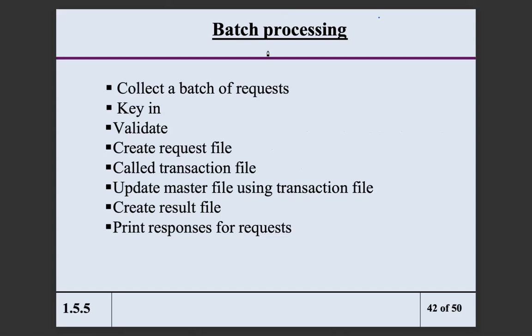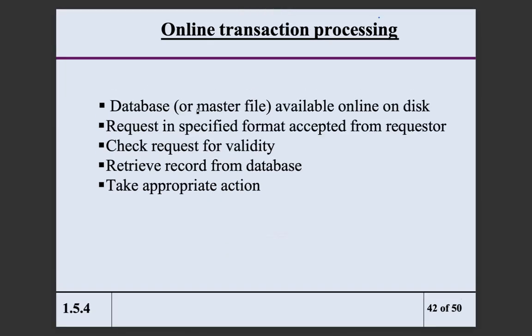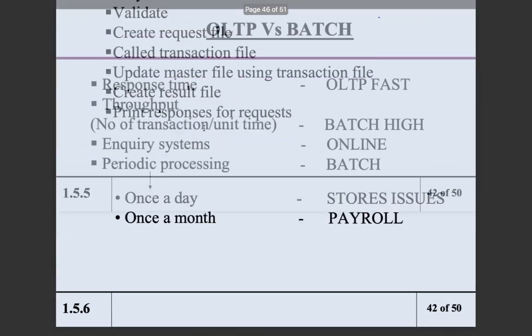Then for batch processing, we have to collect a batch of requests and key them in, validate them, and create these request files. We have to create the transaction files, and update the master file using the transaction file. Not only that, finally we have to create result files and print responses for the requests. All of this we have to do manually. This one, on the other hand, is the online thing.